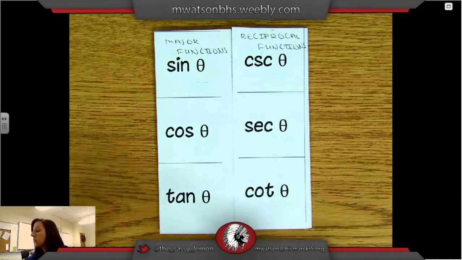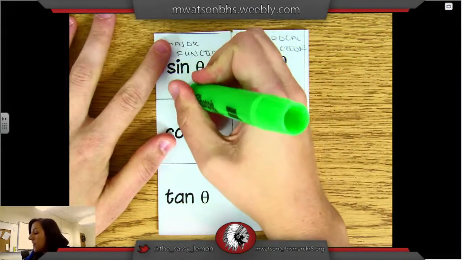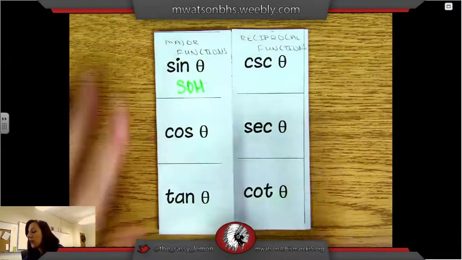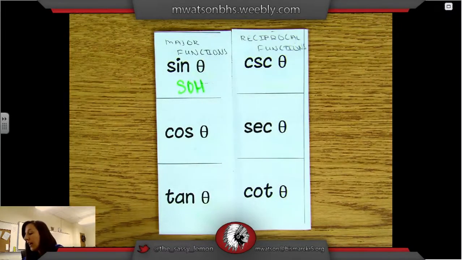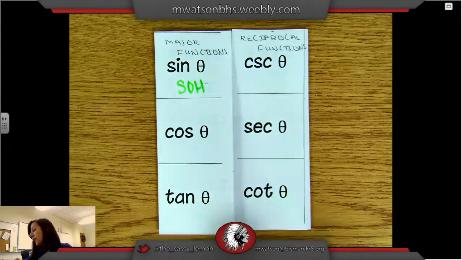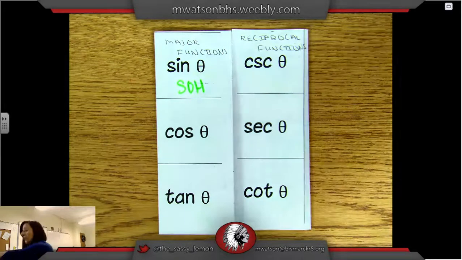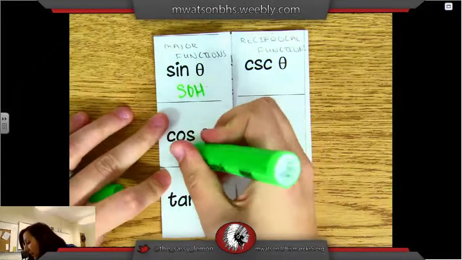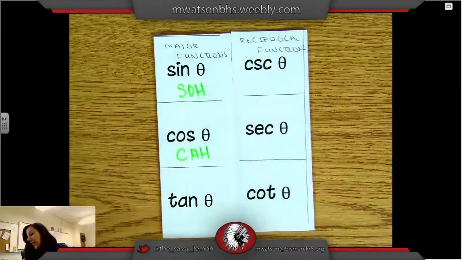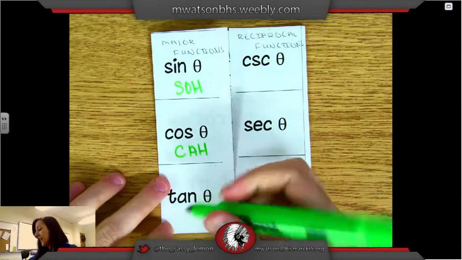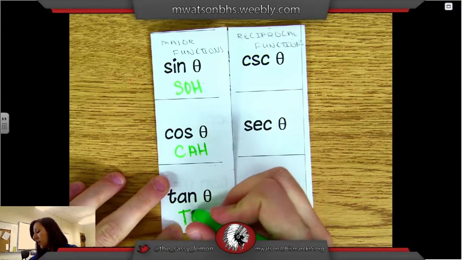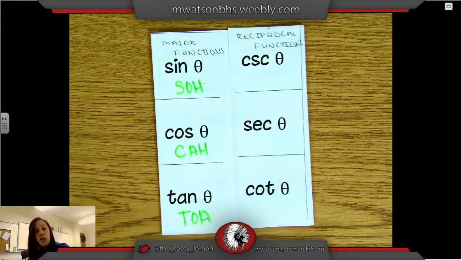All right, so sine is SOH. So that stands for sine equals opposite over hypotenuse. All right, it's an acronym. And then CAH, C-A-H, is cosine equals adjacent over hypotenuse. And then lastly, tangent, you can remember by TOA. T-O-A. Tangent equals opposite over adjacent.